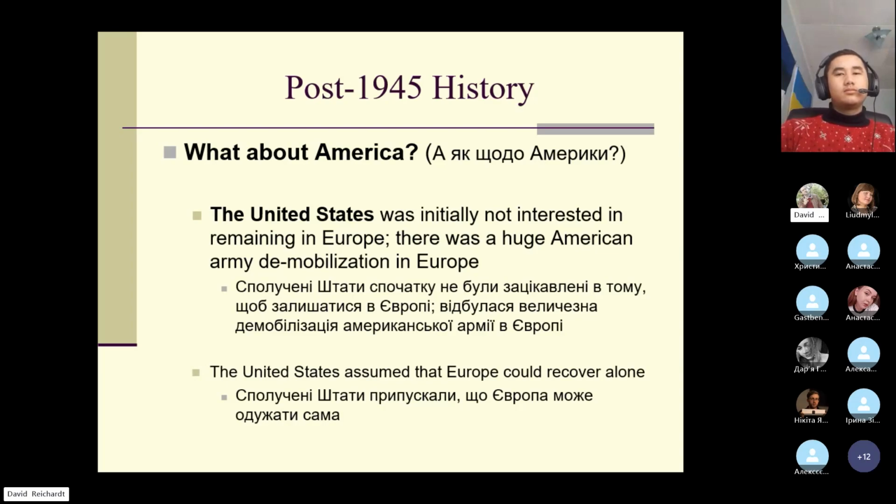I put here, the United States assumed that Europe could recover alone, that they didn't need the United States anymore. We can go home now. That was the thinking at the end of the Second World War from the American side.